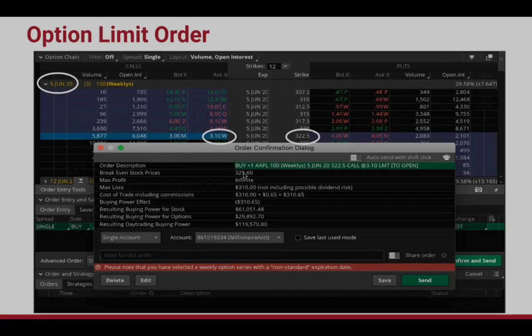Let's say Apple was sitting at $325.59. Well, you're not going to see anything. It's going to take your $310. It's going to be gone. Now, when you buy an option, they're not going to debit it out of your account.